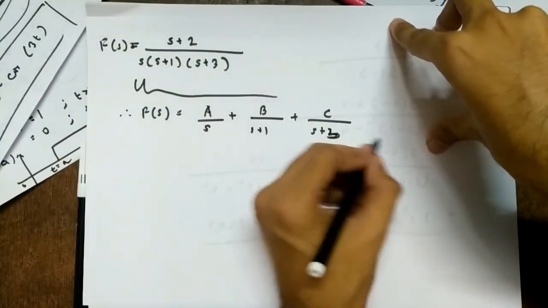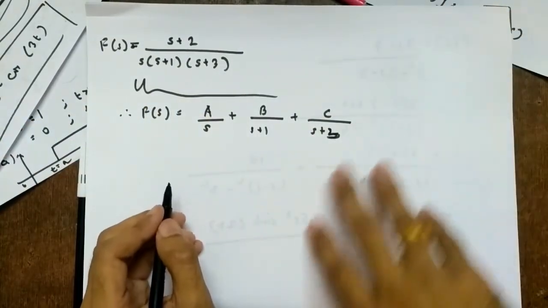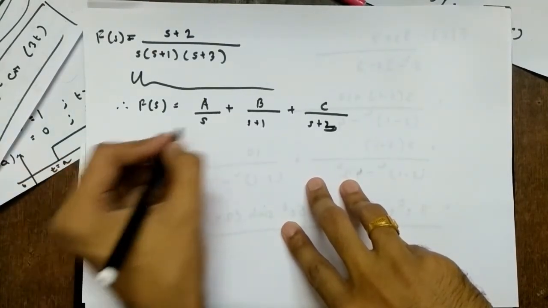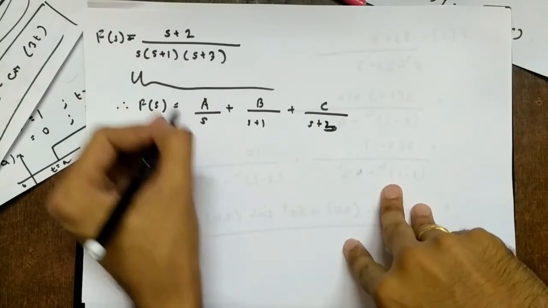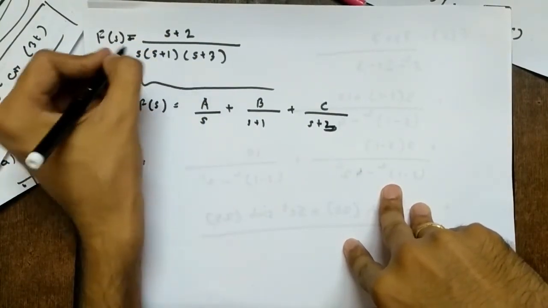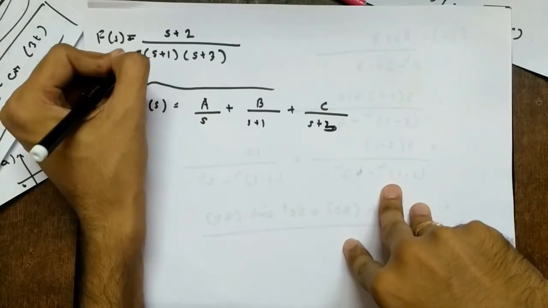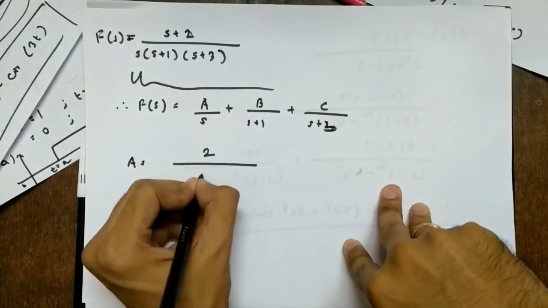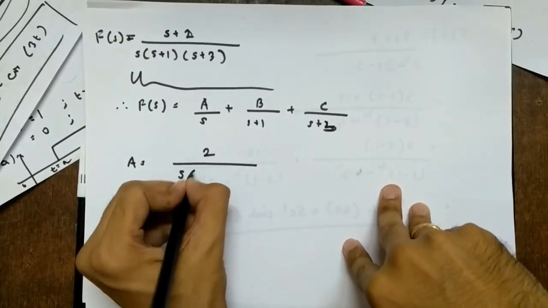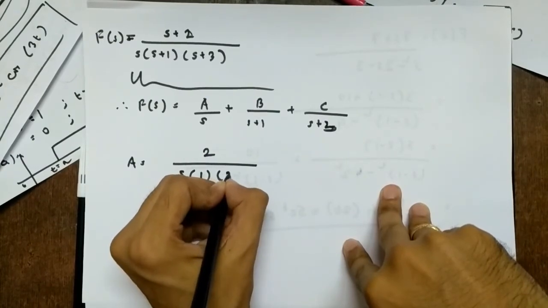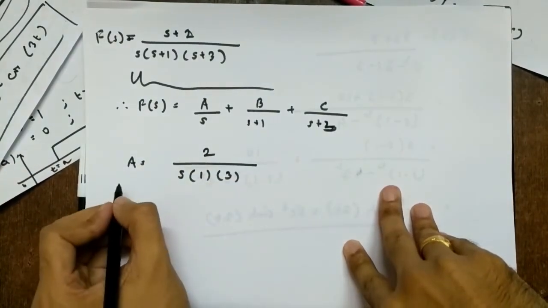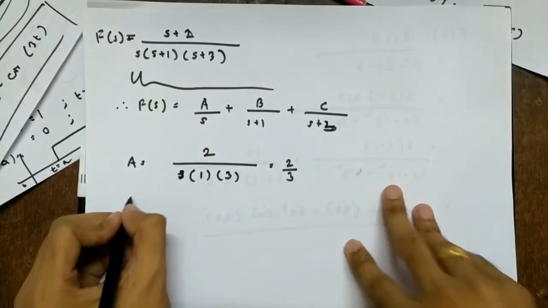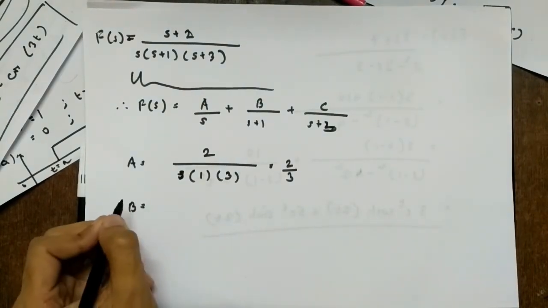Then what do you do? You take the LCM, cross multiply, etc. But you can use a shortcut here. Since this is a linear factor, you can find A by substituting s equal to 0 everywhere except in this factor, because if you substitute 0 there, what will you get? Infinity, right? So you substitute s equal to 0 everywhere else. 2 upon s is as it is, so s plus 1 will be 1 and s plus 3 will be 3. So you don't write the s also. A is 2 by 3. So that is the value of A. Very simple. You can use this in the exam also.